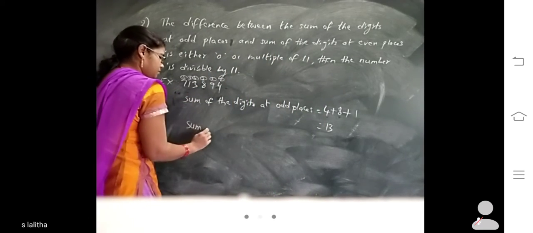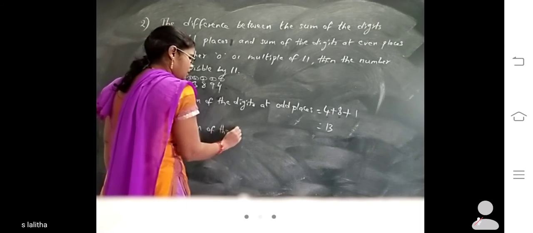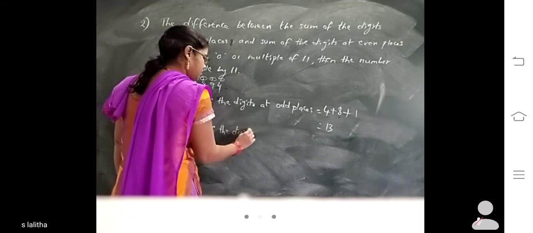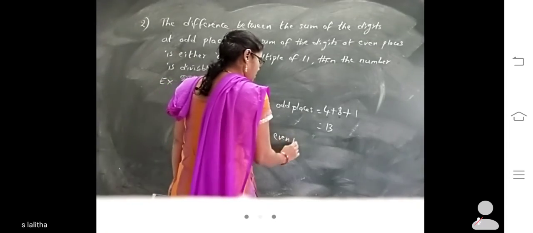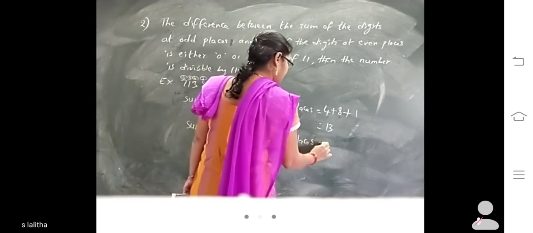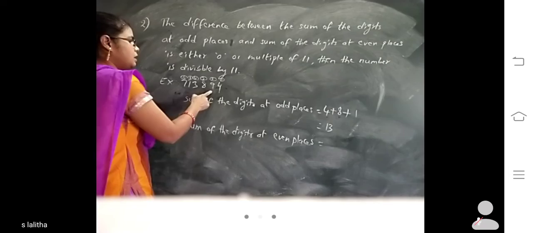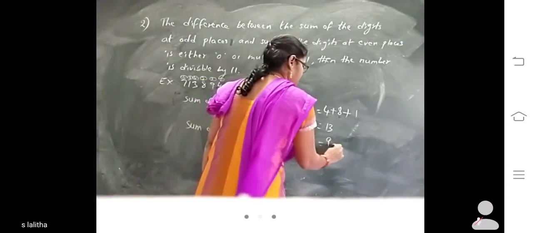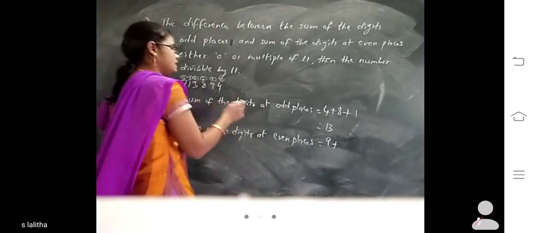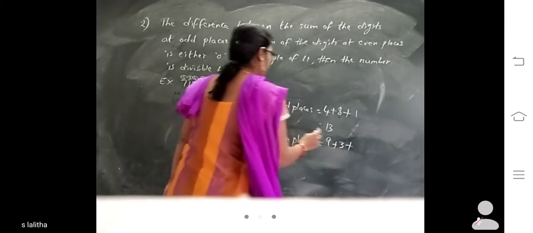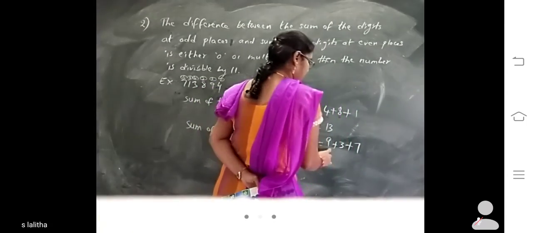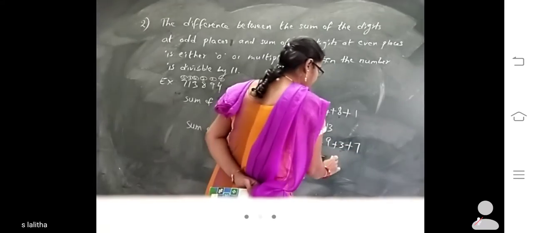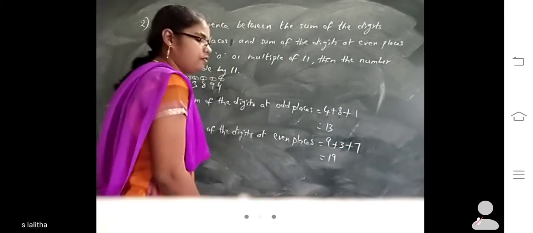Next, sum of the digits at even places. What are the even places? Second place is 9 plus fourth place is 3 plus sixth place is 7. 9 plus 3 is 12. 12 plus 7 is 19.